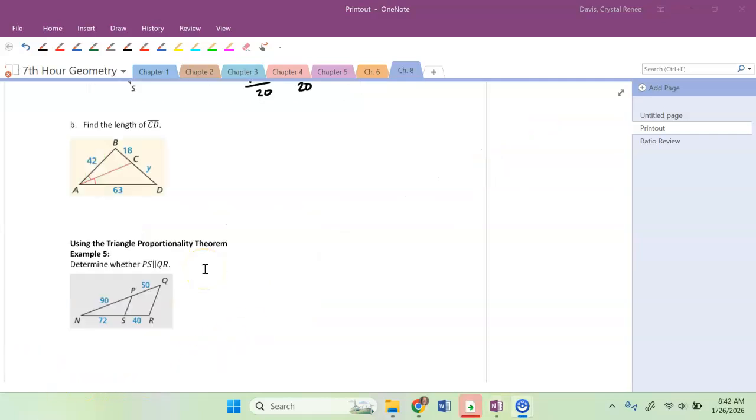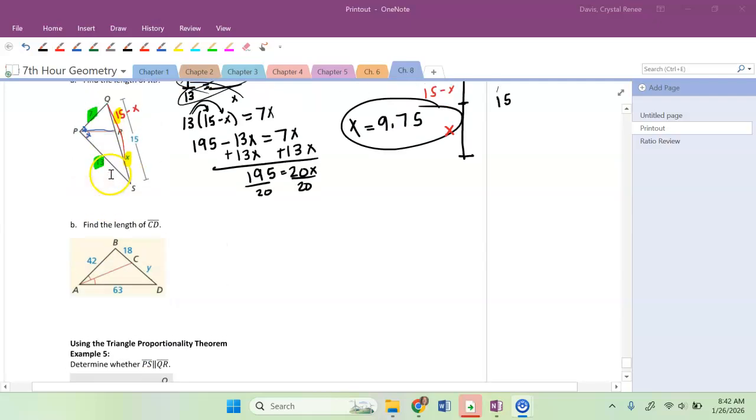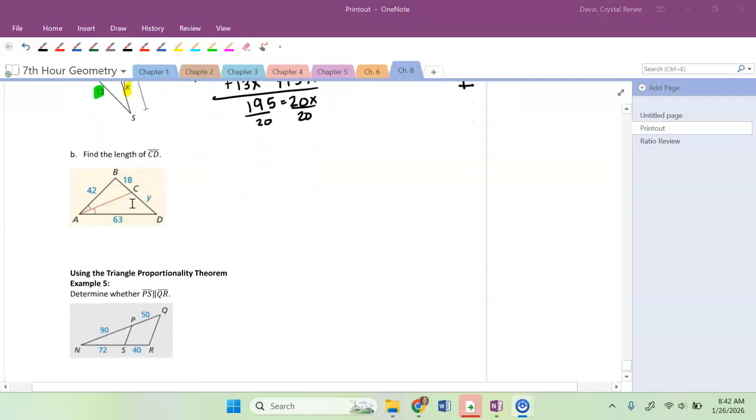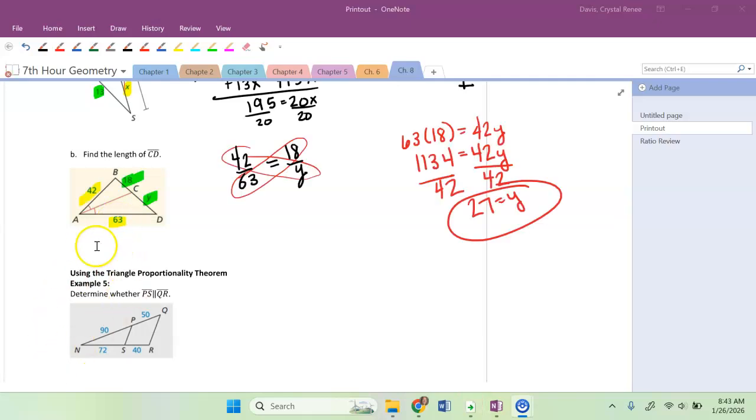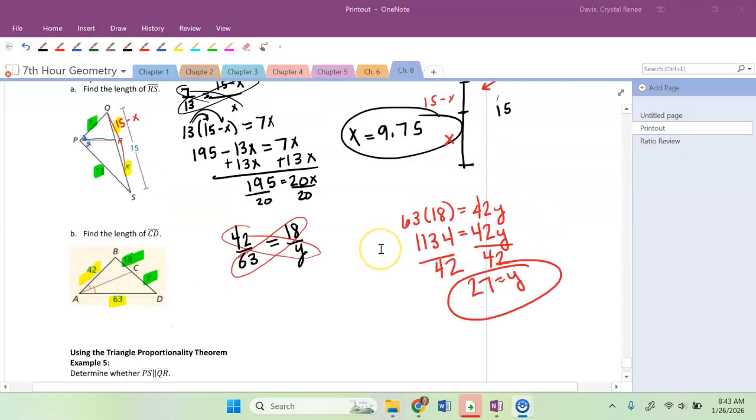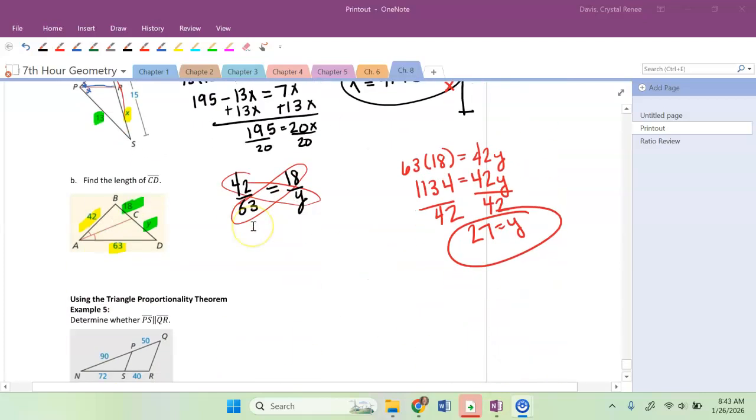All right, I want you to pause this video, do B on your own, which is much easier than A, okay, and then unpause it and check your answer. All right, on this one, okay, you should have set up a proportion and you should have gotten y equals 27. Okay, it's the same theorem we just used, the triangle angle bisector theorem.